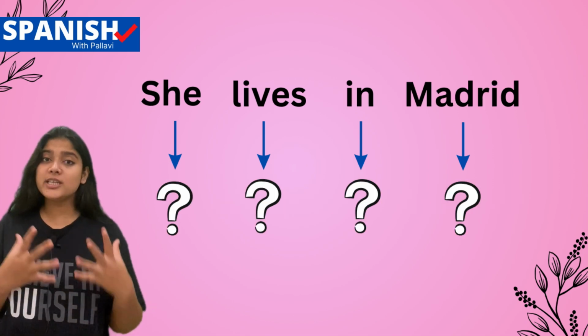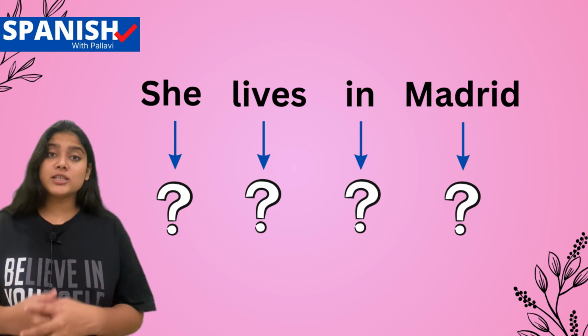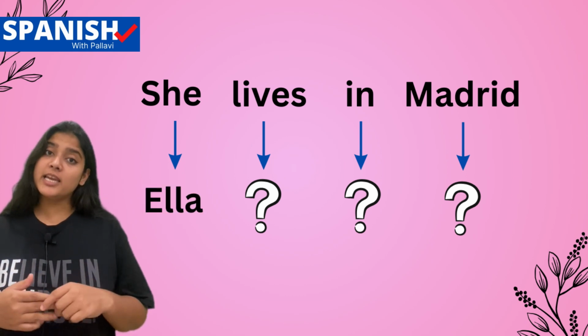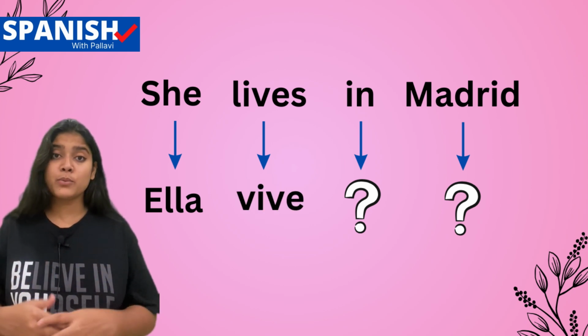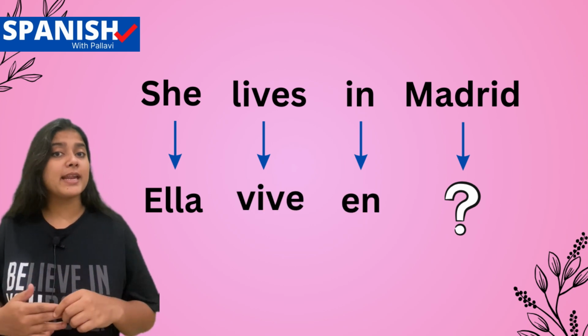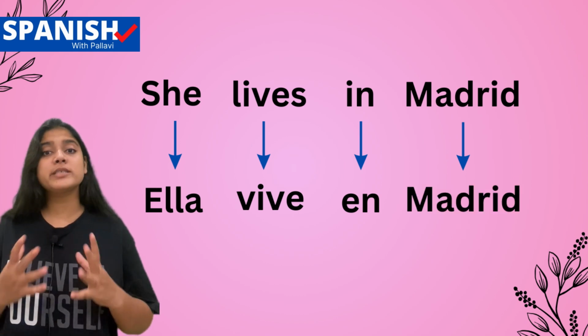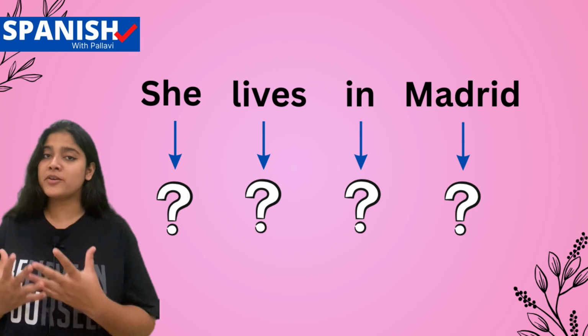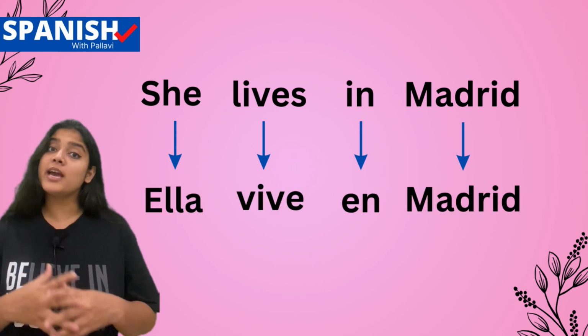Next. She lives in Madrid. How do we say that in Spanish? She in Spanish will be ella. Lives in Spanish, vive. In will be en. Madrid will be Madrid. So the whole sentence will be she lives in Madrid. Ella vive en Madrid.